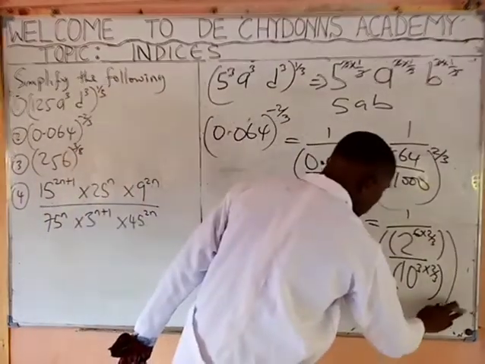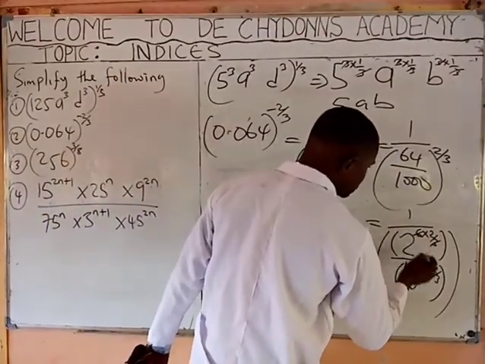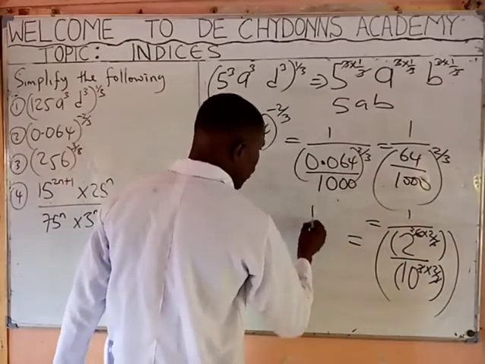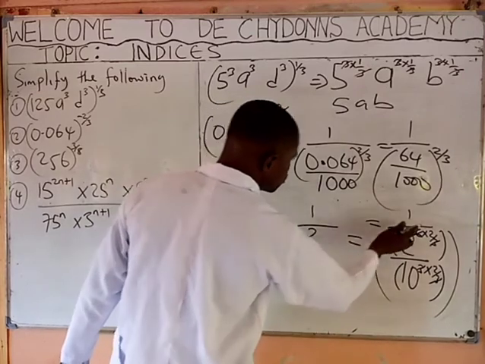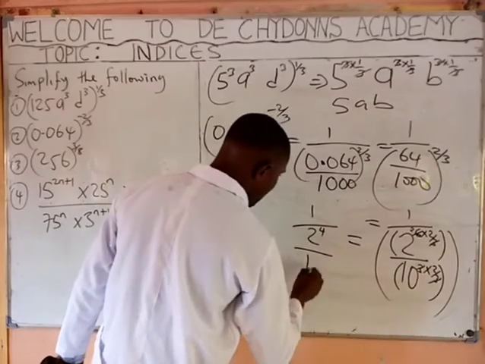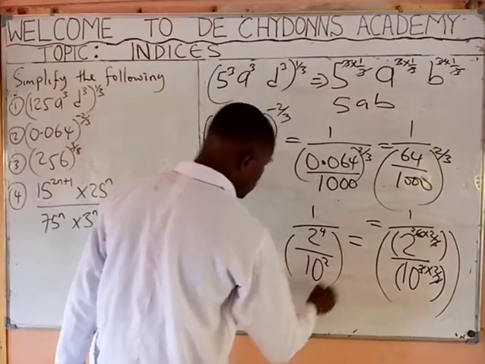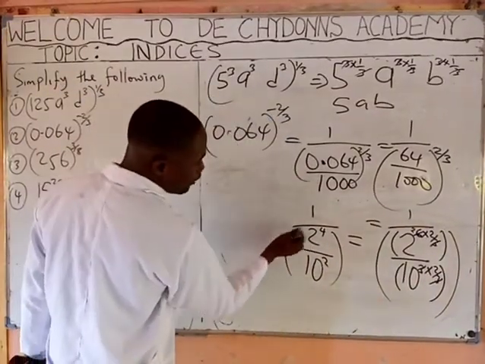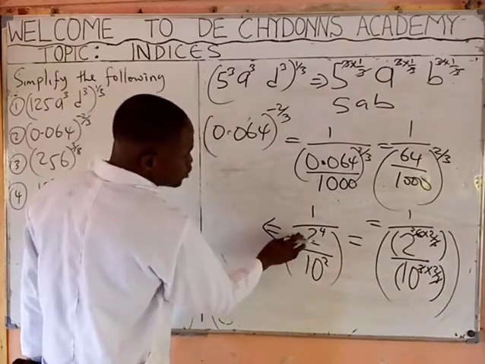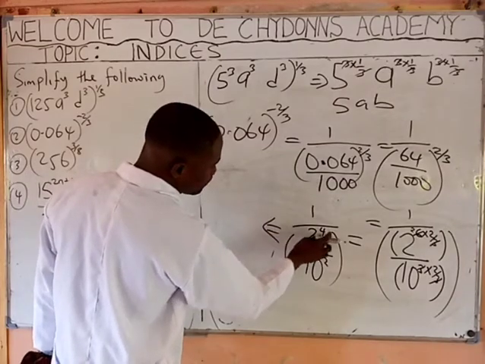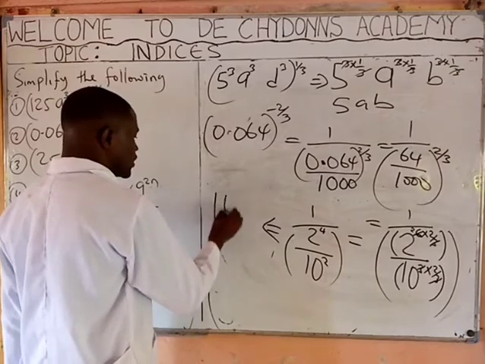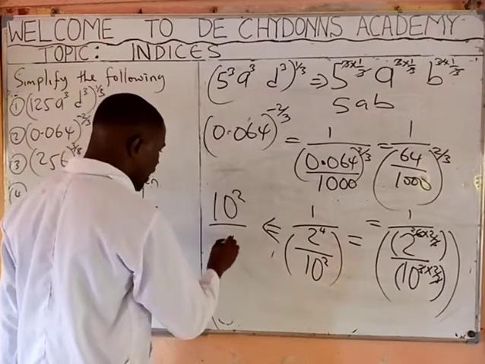So, as the power goes into every term, this will cancel this to give you 2. This will cancel this. So, the answer will be 1 over 2 times 2, 4, all over 10 raised to the power of 2. Now, this means inverse of this fraction. Inverse of this fraction means if you have 2 raised to the power of 4 over 10 raised to the power of 2, it will be giving you 10 raised to the power of 2 all over 2 raised to the power of 4.